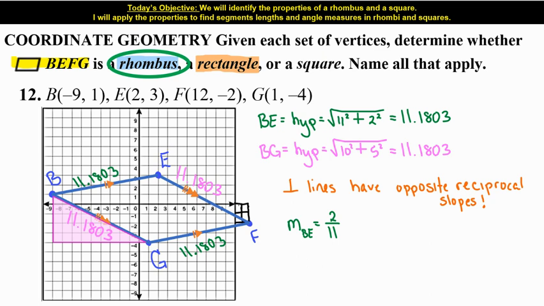My slope from B to G, I have to rise down 5 and run 10. So I'm going to be rising a negative 5 and running 10. That reduces to negative 1/2. My slopes are opposites. One's positive, the other's negative, but they're not reciprocals. One is 2 over 11, and the other is negative 1/2. When I flip them over, they don't make the same value. So this is not a rectangle. In order to be a square, it needs to be both a rhombus and a rectangle, so this is also not a square. Let's look at the next example like this one.